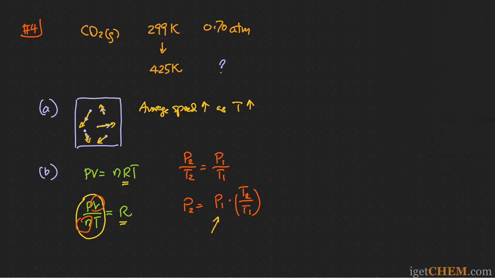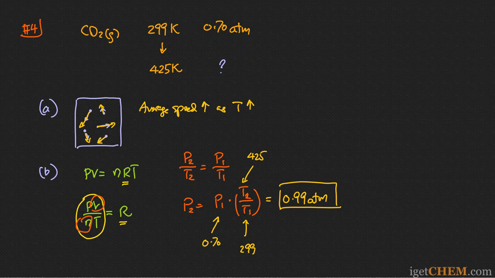P1 is equal to 0.70. I'm just going to skip the units because at the end the pressure will come out in units of atmospheres. T2 is 425, and T1 is 299. So if you put all of that in, you will get P2 equals 0.99, and again the units are atmospheres.